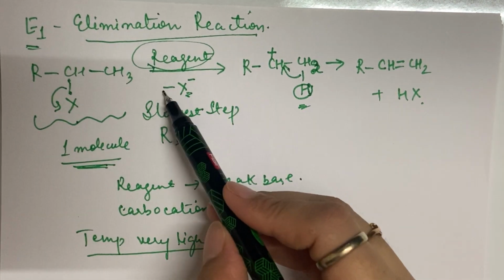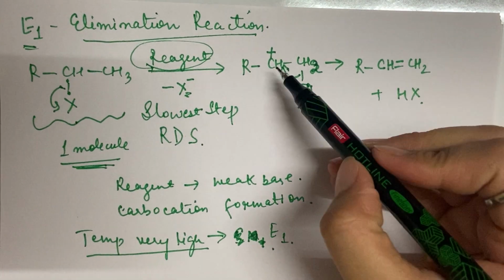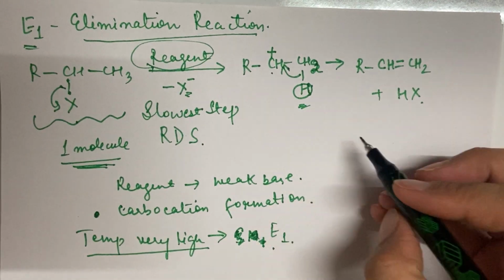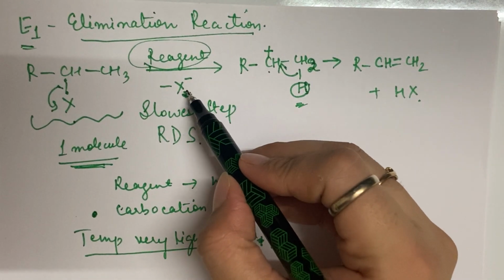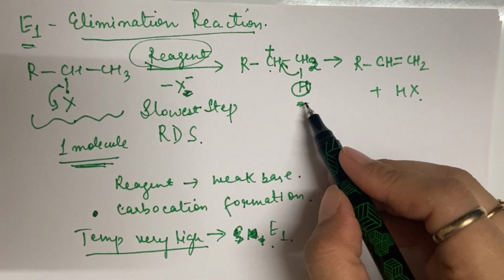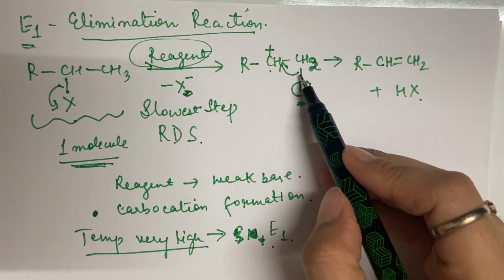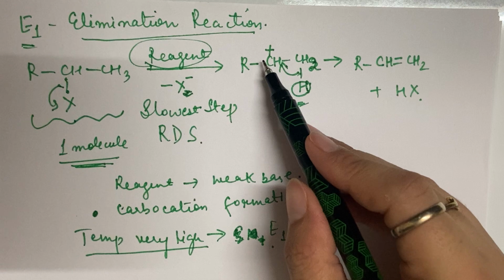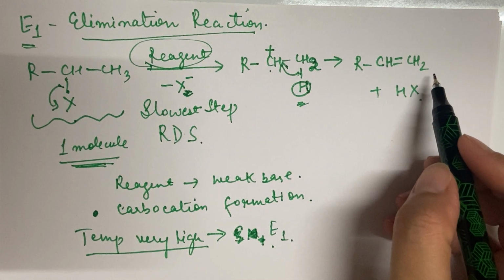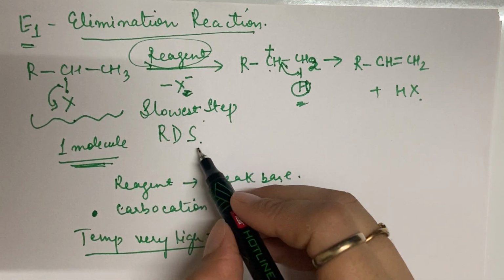Then what will happen when it takes both the electrons of this bond, a positive charge will develop on this carbon. So that is why carbocation formation is there. Then, to neutralize, the X will take this hydrogen. While taking this hydrogen, this bond will leave here and this bond will come here to neutralize the positive charge, and that is why RCH=CH2 is forming, which is an unsaturated compound. This is the slowest step, so it is the rate determining step also.